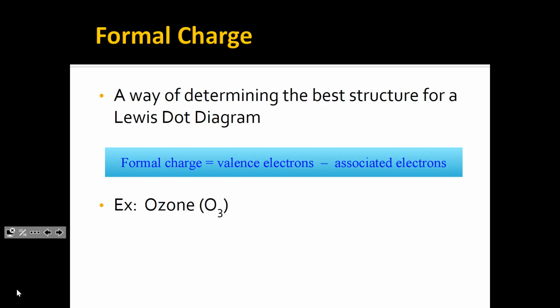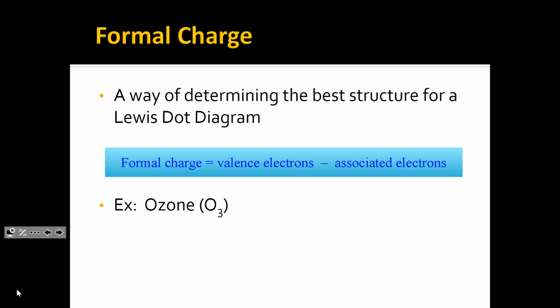The equation to figure out formal charge is you're going to take the number of valence electrons for a particular atom, and you're going to subtract from it the number of associated electrons. And I'll talk about what that means. So formal charge is not something that is assigned to a molecule, it's something that is assigned to every atom in a molecule or ion. So it's something you will actually assign to every single atom. So let's take a look at an example.